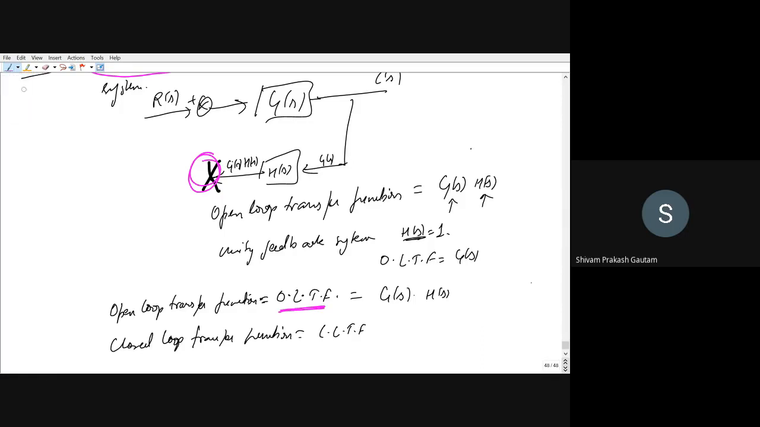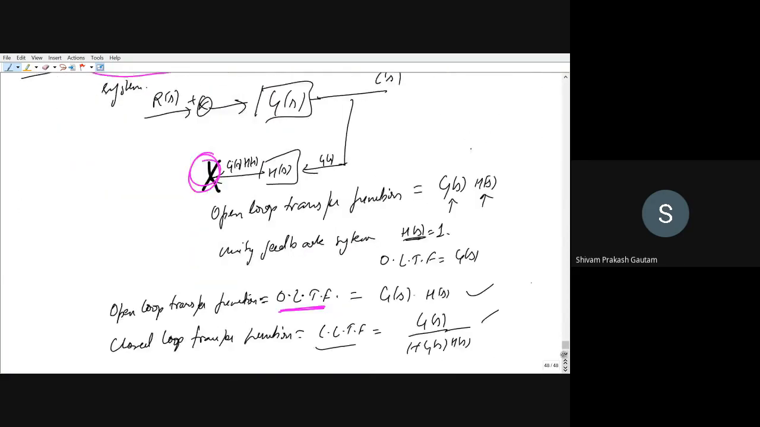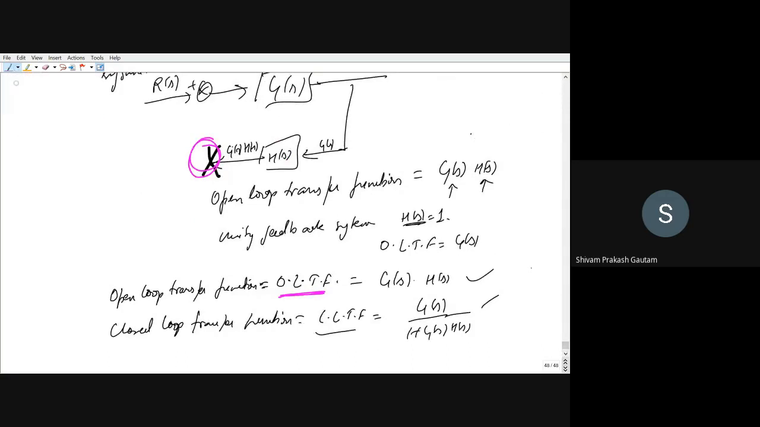And what is a closed loop transfer function? We have already seen, that is G of S upon 1 plus G of S into H of S. We have derived this. So G upon 1 plus GH is the closed loop transfer function, and the open loop transfer function is simply G of S into H of S. So these are the two terms. Now, how will you define the type of a system? The number of open loop poles at origin. And what is the order of a system? The total number of open loop poles. So type and order of a system will always be defined by the open loop transfer function, right? We will see a few examples.